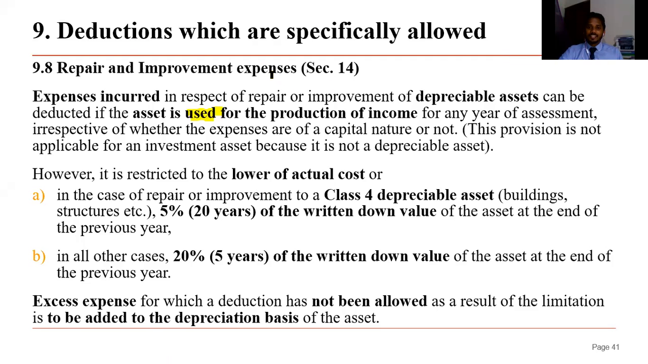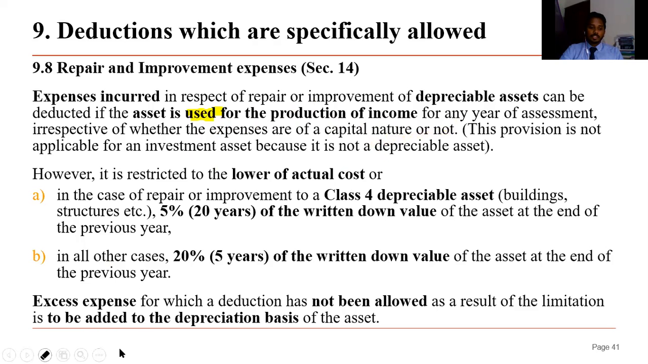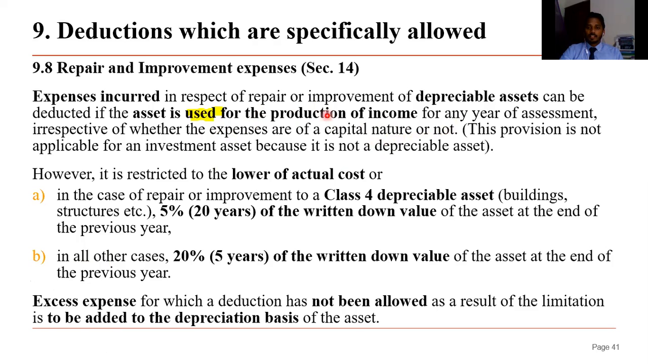So then, it can be deducted if the asset is used in the production of income. See here, if the asset is used in the production of income for the year of assessment, irrespective of whether the expenses are of capital nature or not. The important part is whether it is capital nature or not, you can deduct such expenses here, irrespective of whether it is capital.